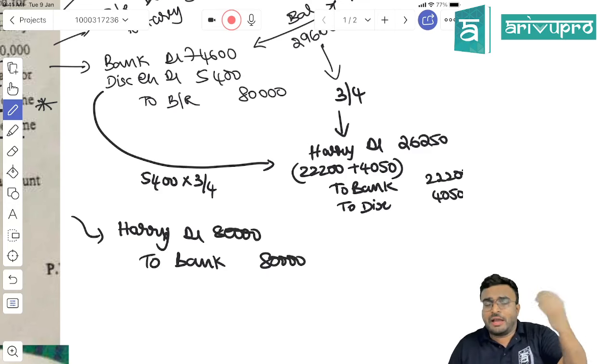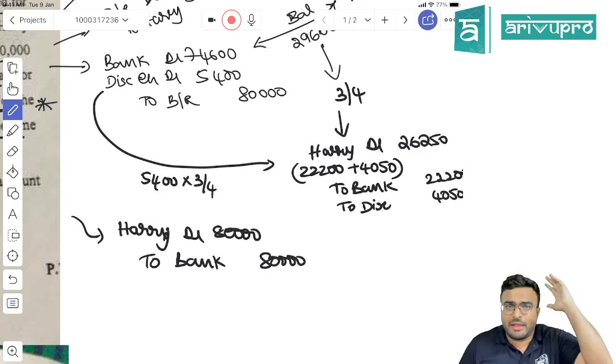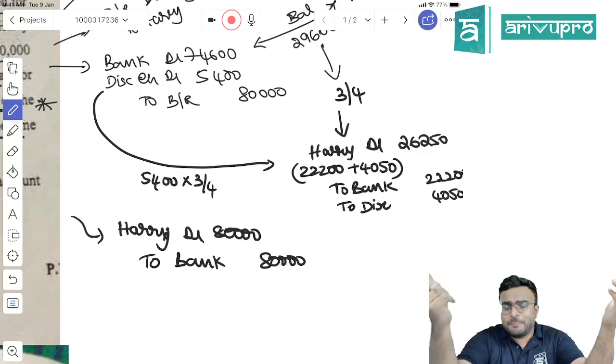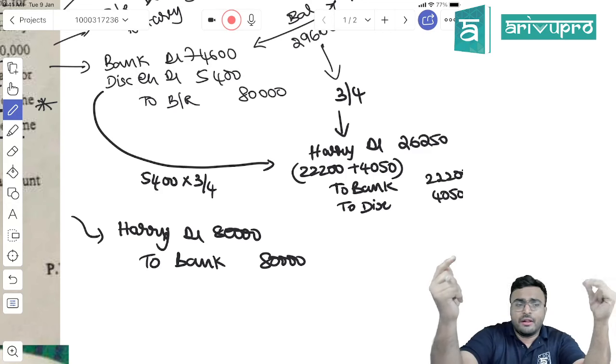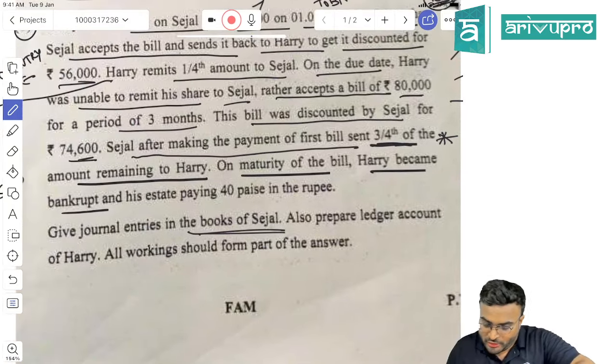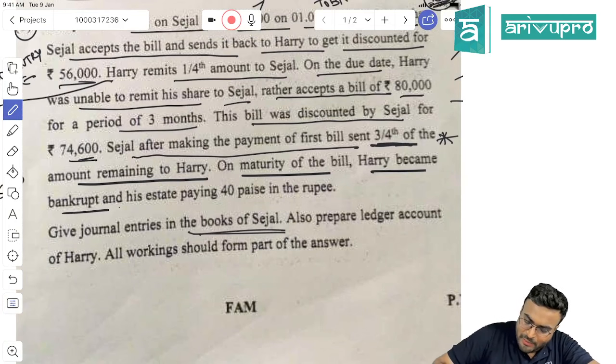First bill, I was the drawee, so I ended up paying. Harry didn't give me money. Second bill, I was the drawer. Harry was supposed to pay, but Harry didn't pay. Now what happened? Bill got dishonored. Bank took the money from me. 80,000 gone. On maturity of the bill, Harry became bankrupt and his estate is paying only 40 paise in a rupee.